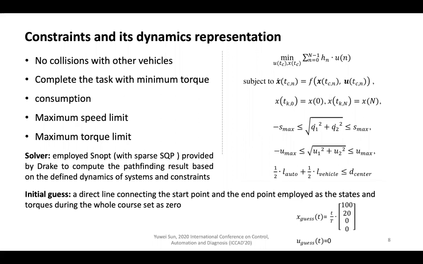Then we adopted a solver for computing the optimized pathfinding result based on the defined dynamics of systems and these constraints. An initial guess of the trajectories was used for faster computation, where a direct line connecting the start point and the end point employed as the states and the torques during the whole course stayed at 0.